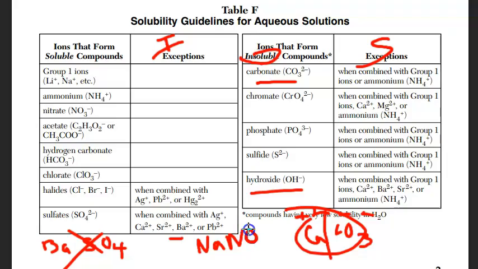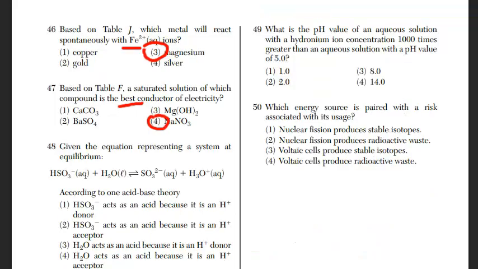That leaves the very last one, which is your sodium nitrate, or your NaNO3. That is soluble in water. In fact, all group 1 ions, there are no exceptions, are soluble in water. And for that part, all of your nitrate compounds, so compounds that include nitrate, are also soluble in water. That is your answer. Choice 4.